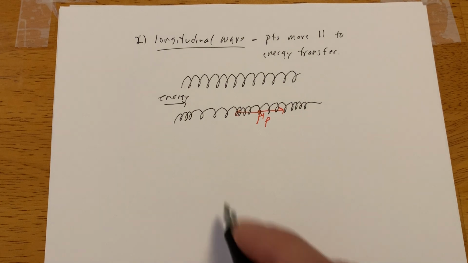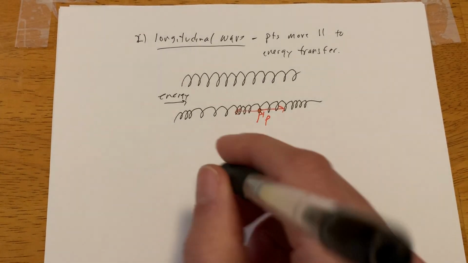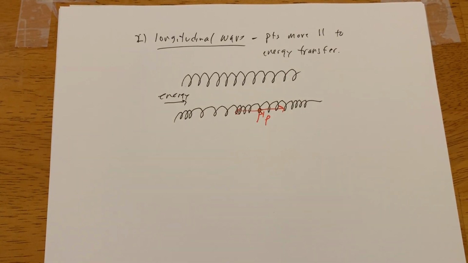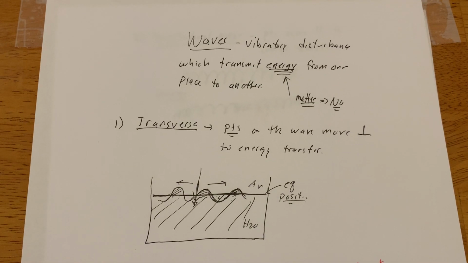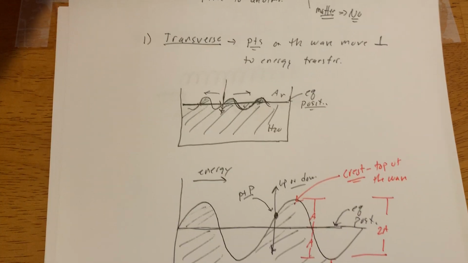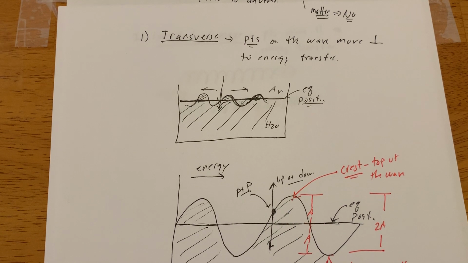Now, let's see if we can make some comparisons. In a transverse wave, we had wavelengths, etc. Believe it or not, there is a wavelength here as well, right? By the way, I think I need to go back. I made a little bit of a mistake here. Not a mistake, but I didn't really show you where a wavelength is.